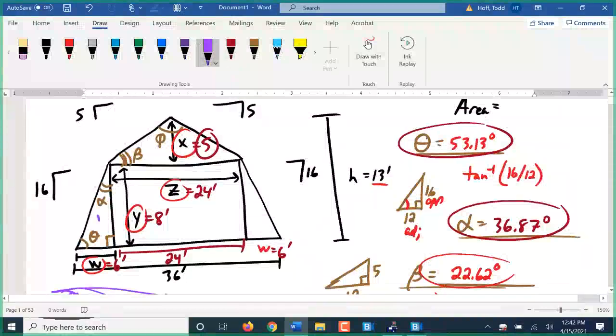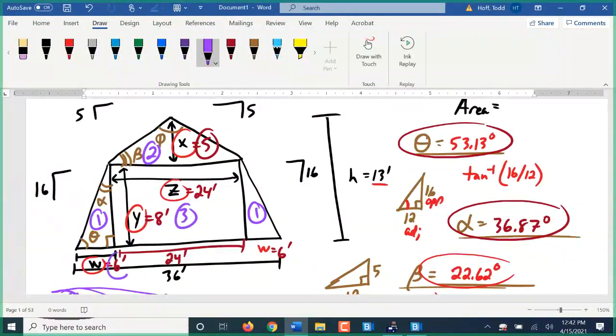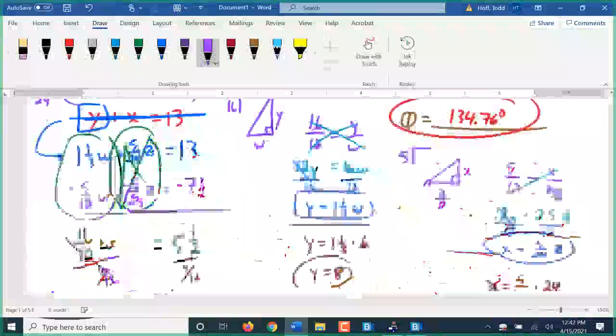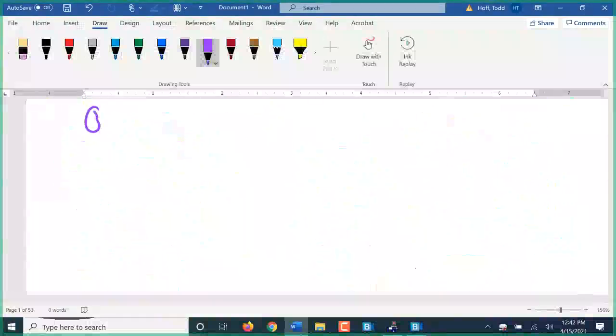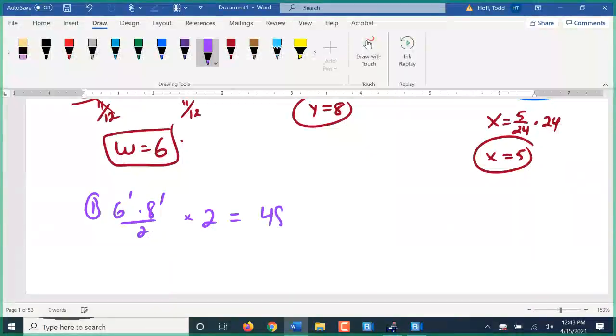I have these two triangles that are identical. Then I have this triangle, and I have this rectangle. So triangle 1 is 6 by 8, divided by 2 because it's a triangle, and then times 2 because there are going to be 2 of them. That'll be 48 square feet.